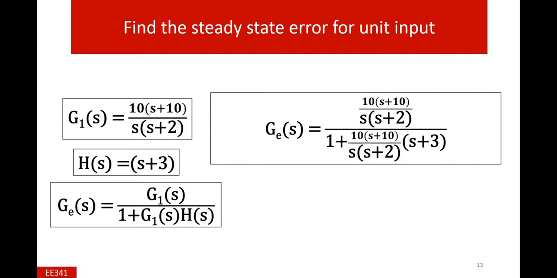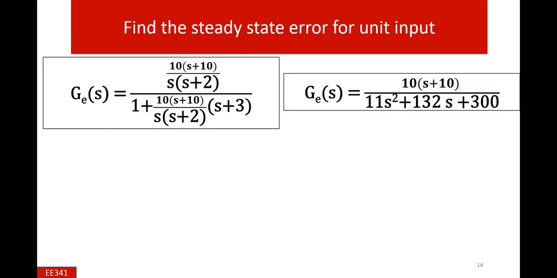and similarly H of s is equal to s plus 3. After substituting and simplification, we find the forward transfer function for the given system is equal to this one. The numerator term is 10 times s plus 10, and the denominator term is second order, which is 11s square plus 132s plus 300. You can simplify this value and find the steady state error for this one.